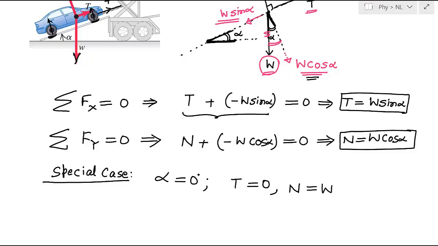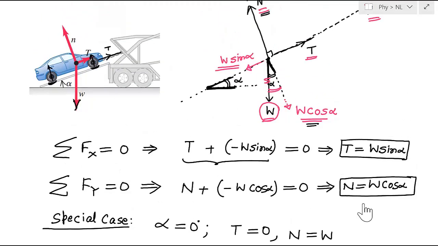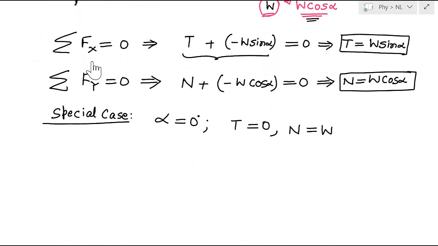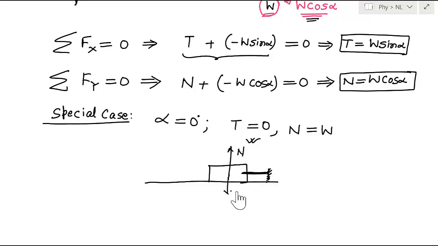So when alpha is equal to 0 degrees, this means your car is simply resting on a horizontal plane, and this cable is simply attached. In this case it makes sense, because this cable is not going to take any tension, and that's why the tension is 0. The normal reaction takes all the force, that is the weight. So normal reaction will be equal to the weight. So in case of alpha equal to 0 degrees, this makes sense.